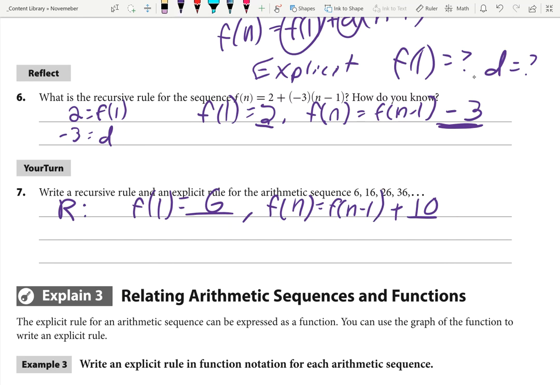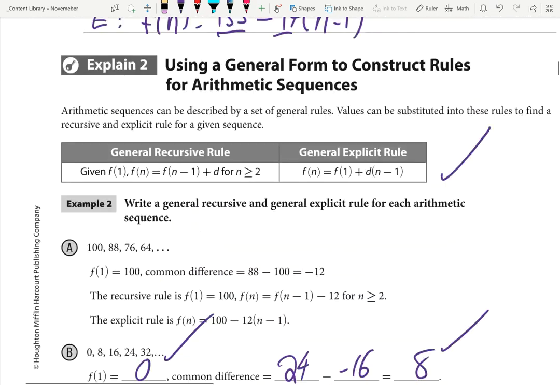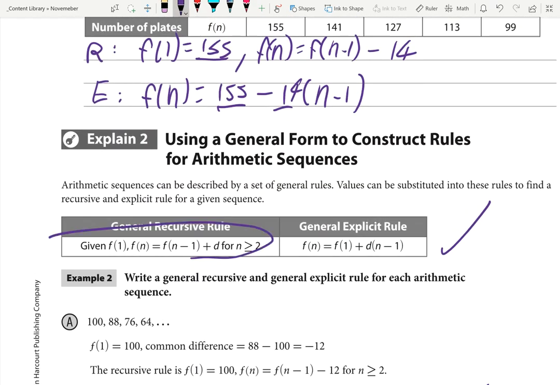Okay, it's all based on a formula. Like I said, if you're wondering, why is f of 1 here? Why is f of n equals f of n minus 1 there? Because it's part of the formula, right? Again, go up here. It's part of this formula, all right?